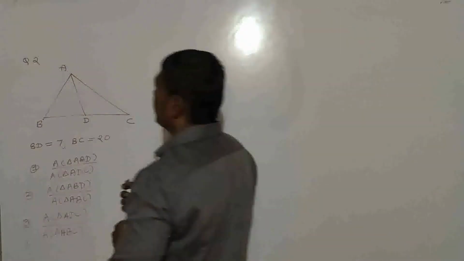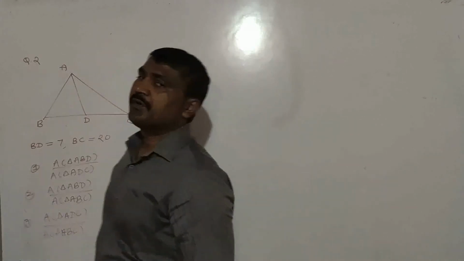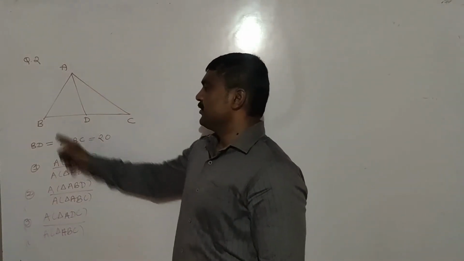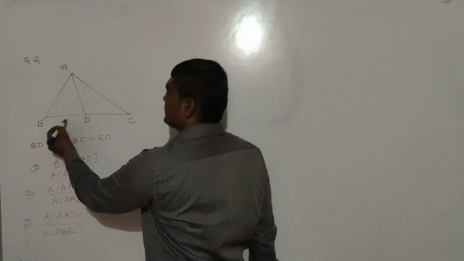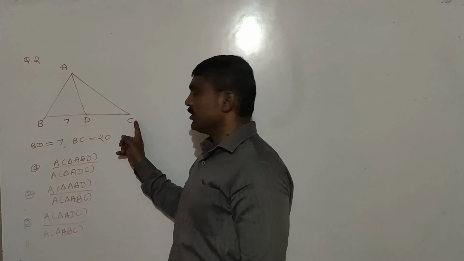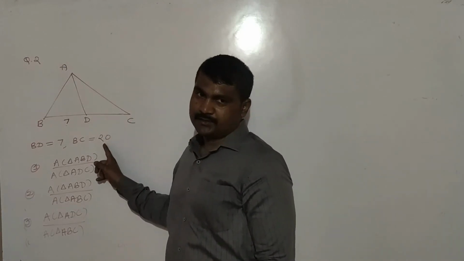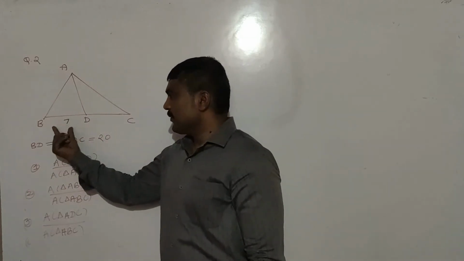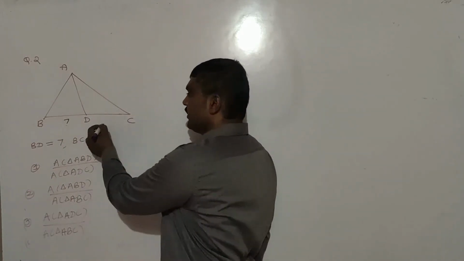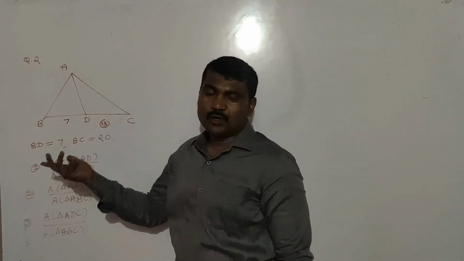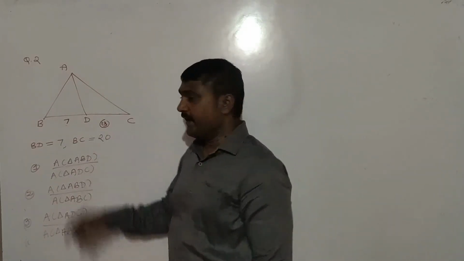Now look at question number 2. What is given in question number 2? BD is equal to 7. BC, that means from point B to C, the total value is 20. So this complete value is 20. This value is 7. So obviously this value is 13 now. 7 plus 13 is equal to 20. So first we have to find that value.